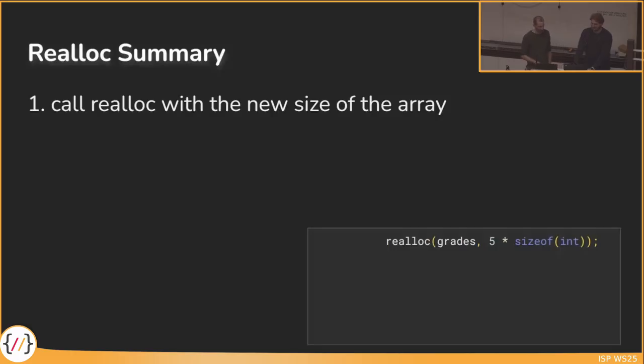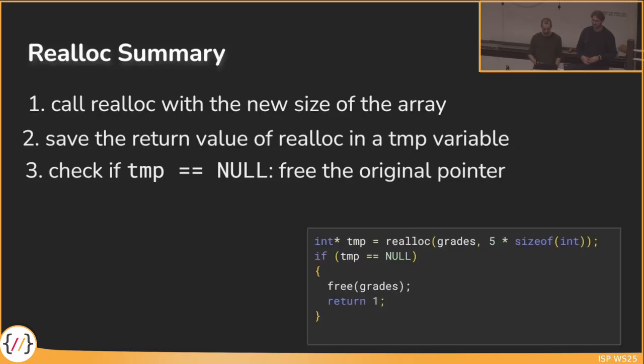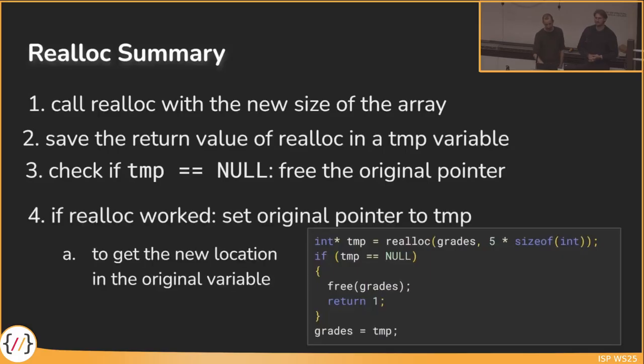Okay, so the summary for today. Call realloc with the new size and the pointer. Store the return value of realloc in a temporary variable. Then check if this temporary variable is null. If it is null, free the original pointer. And if realloc worked, so this null check does not fire here, we then set the original pointer to this temporary variable.